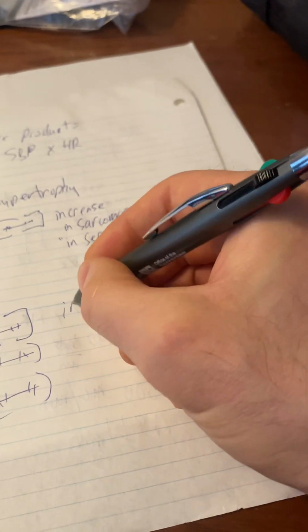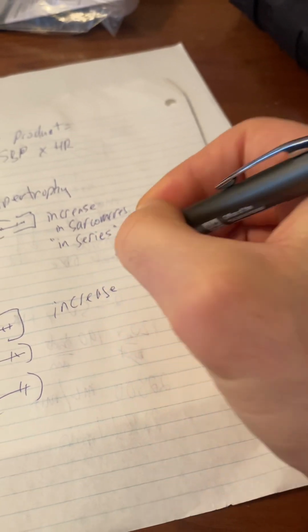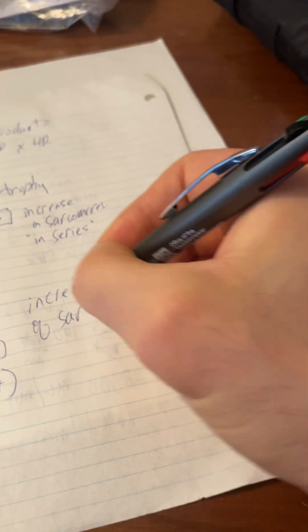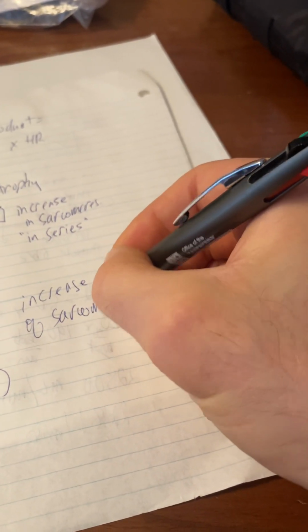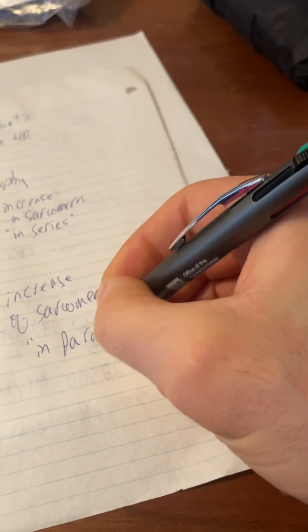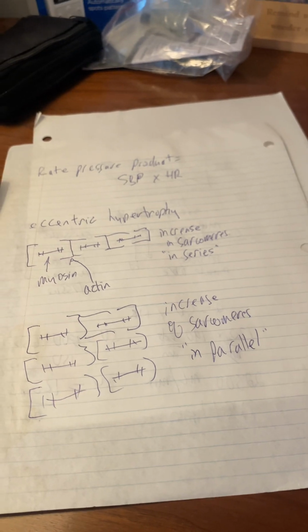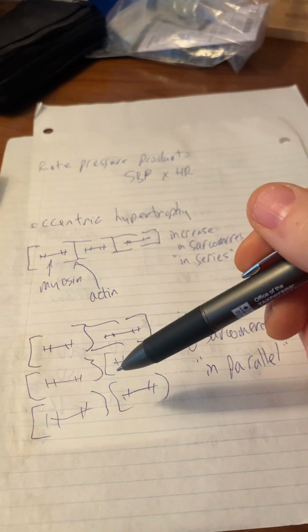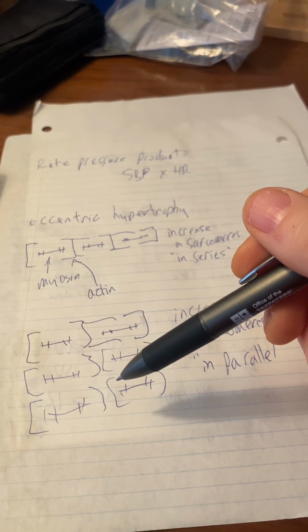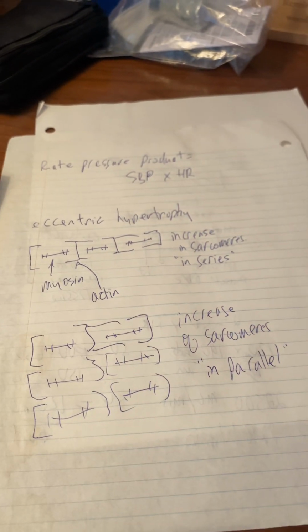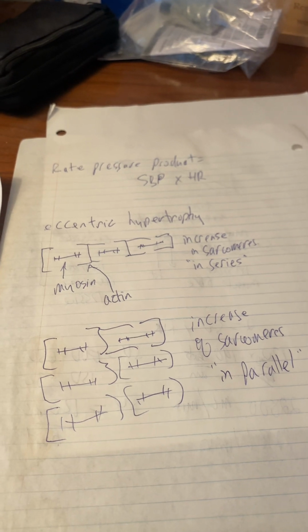An increase of sarcomeres in parallel. With hypertension, you get this effect, and it negatively affects heart function. With strength training, you get the same effect, but you don't get the same negative impact on heart function.